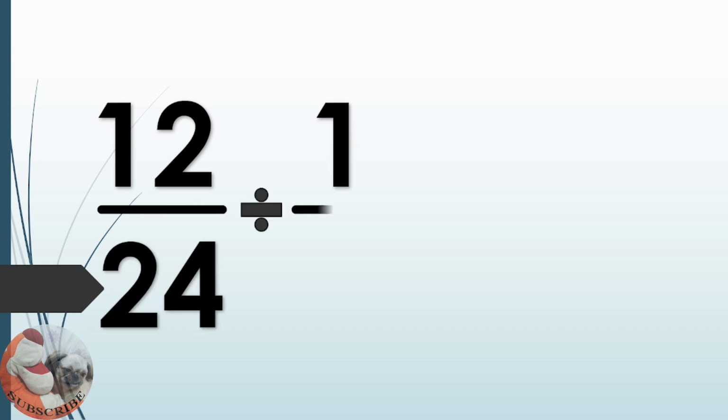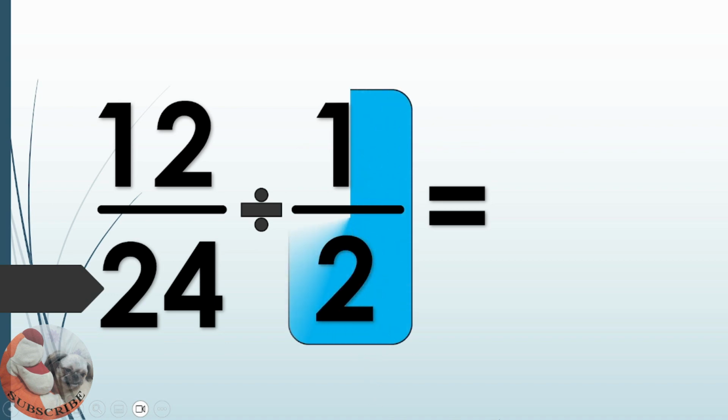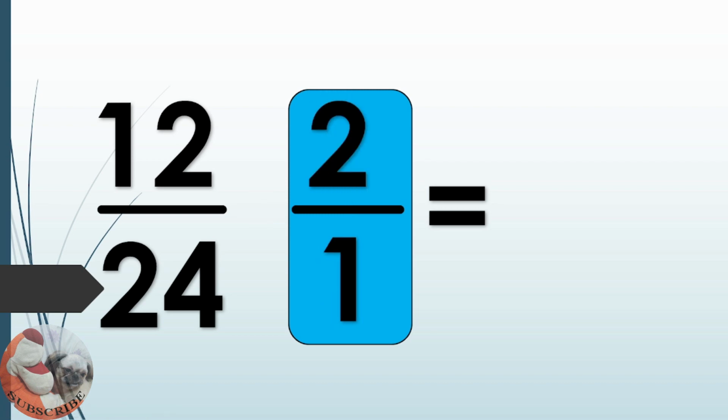Now let's have an example of dividing a fraction by another fraction. 12/24 divided by 1/2 is equal to, first, we are going to take the reciprocal of the divisor, which is 1/2. What is the reciprocal of 1/2? It is 2/1. Then you change the division process into multiplication process.